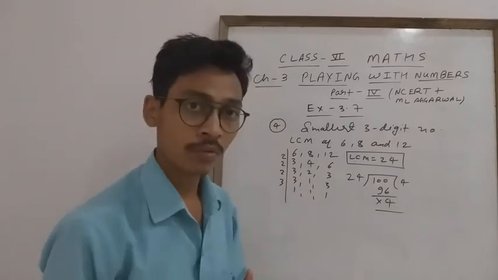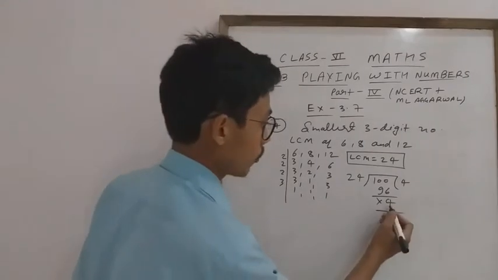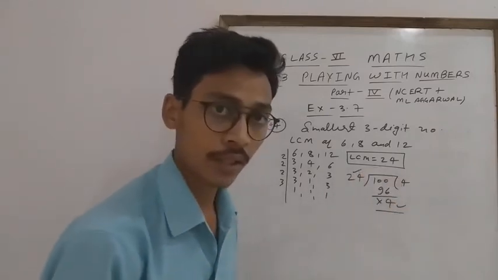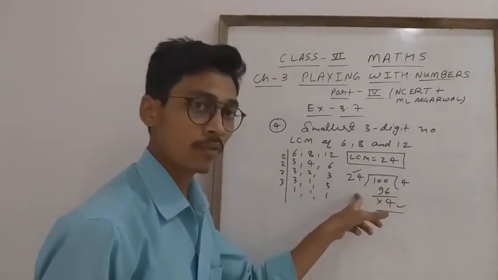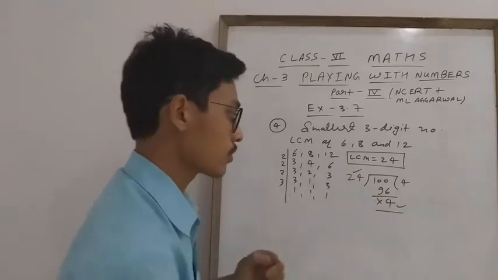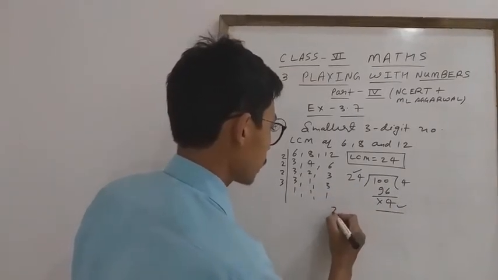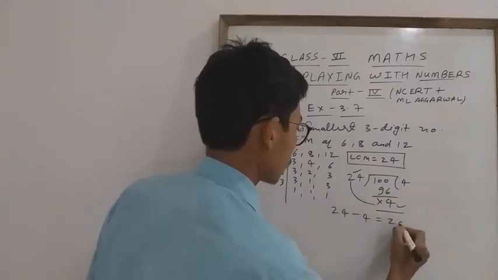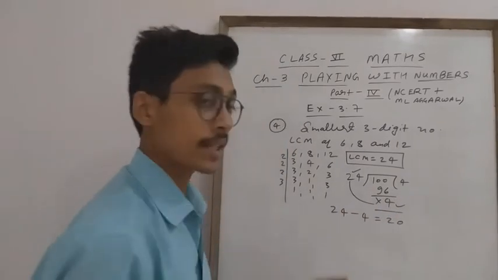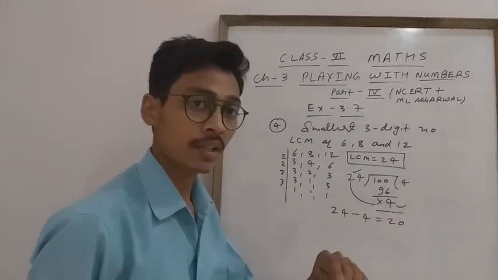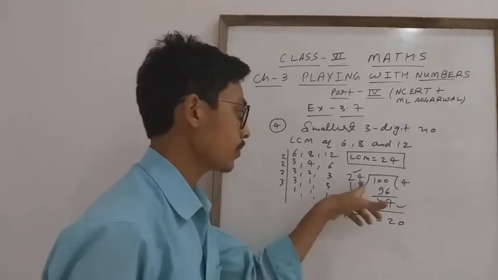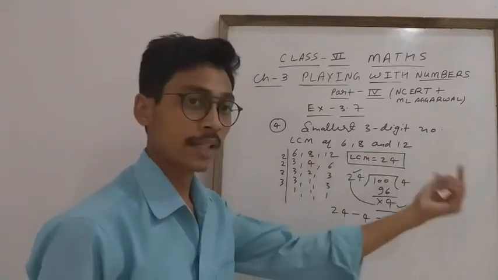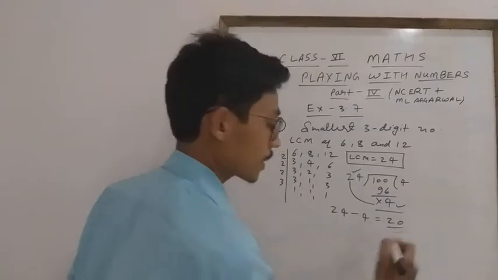So what we will do, we will apply a method. See, 4 is the remainder and 24 is the divisor. We are dividing 100 by 24 because 24 is the LCM. So we will subtract 24 minus 4. It will come 20. Clear? Why are we subtracting? Because here 4 is left. With the help of this division and the 4, we will find out which number is divisible by 6, 8 and 12.